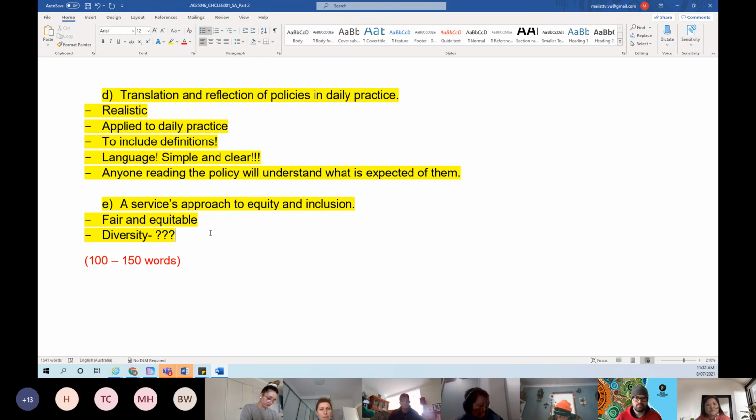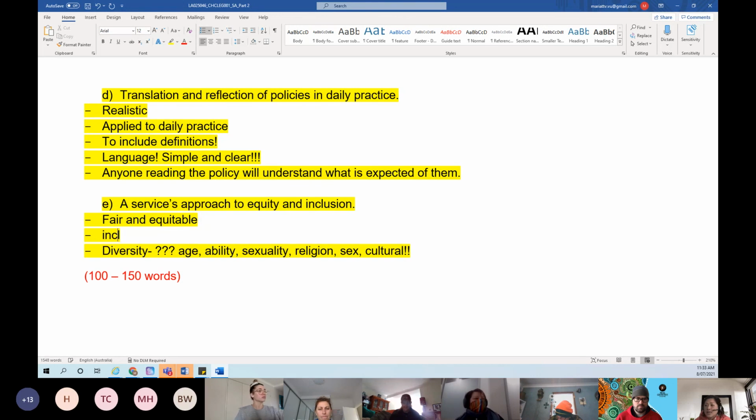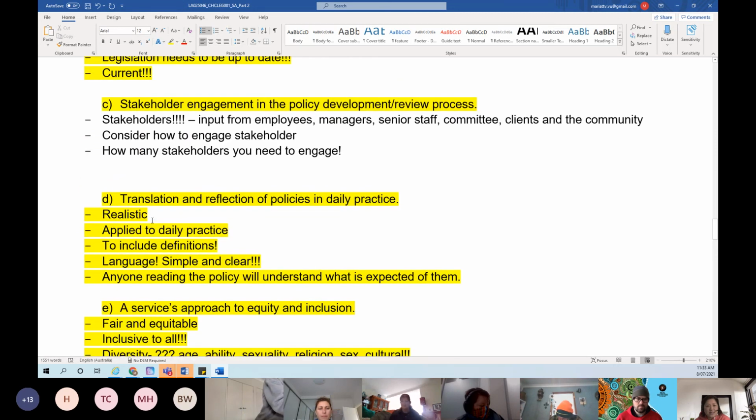Diversity mean to people? Ability, age, race, genders, sexuality, cultural background, religion. Thank you. Everything. Excellent. Age, ability, sexuality, religion, sex, culture, all of that. It needs to be fair and equitable to everybody, whatever cohort you're in. Inclusive to all. Excellent. Thank you. And race, religion, gender. Yes, inclusive to all. 100%. That's the key. It can't just be that it's only available to certain select people. All right. Does that make sense?